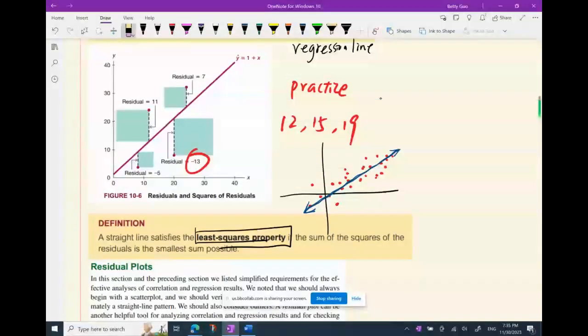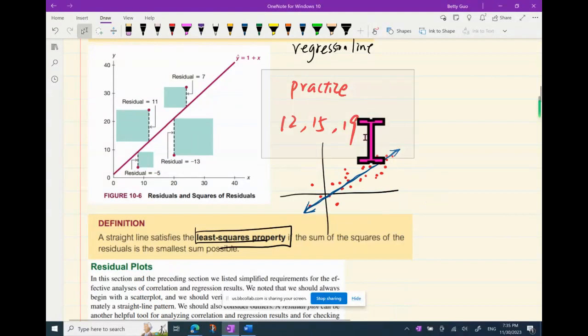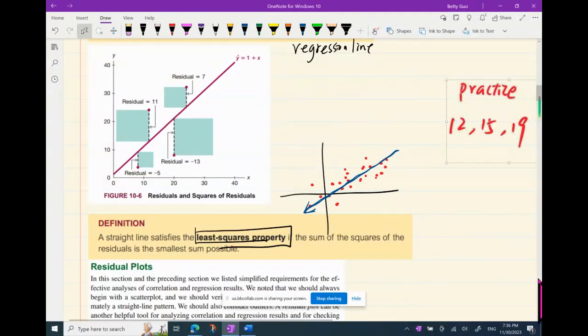So suppose we have 1, 2, 3, 4. Seemingly in this scatter plot, we only have 4 points. Then we should have 4 residuals, right? The first residual is 11. The second residual is 7, it's right here. The third residual is negative 5, below the line. And the last one is negative 13.